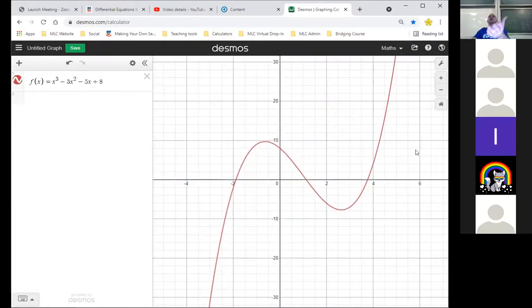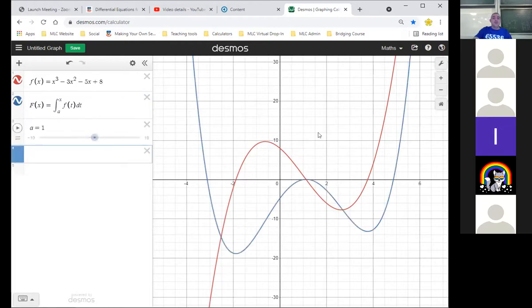Right, so here's a function, and I'm going to create a new function, which is the integral of this function from a to x. This function, this blue function, is the running total of this red function starting from the position 1. So here we are at 1.